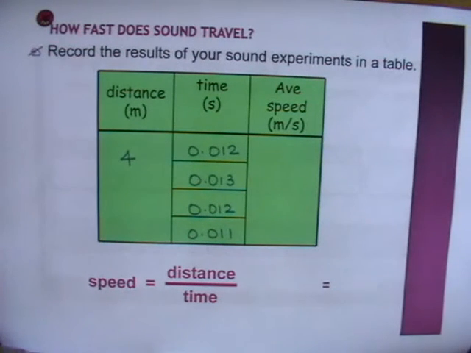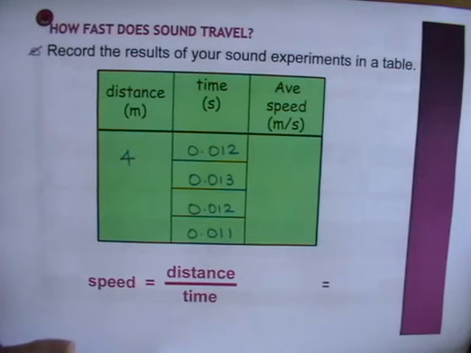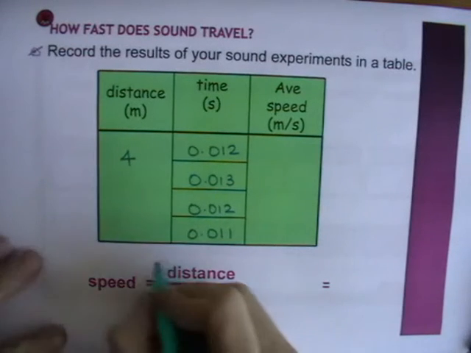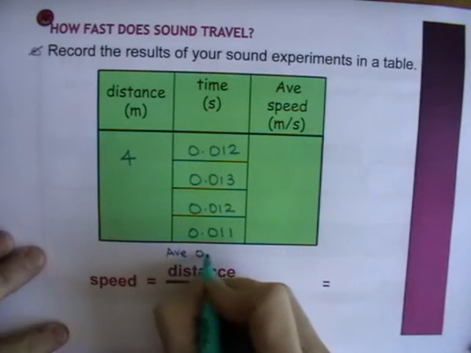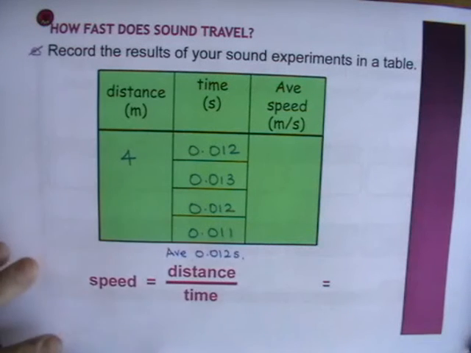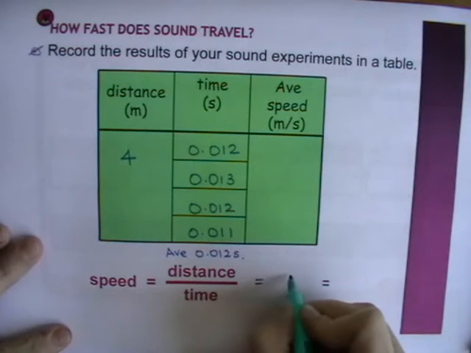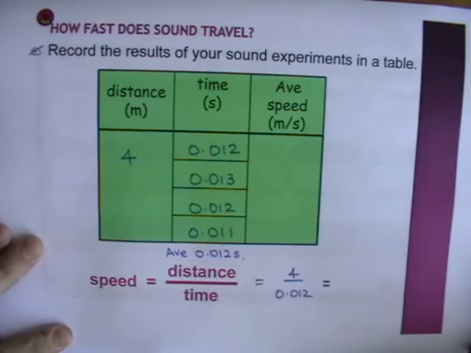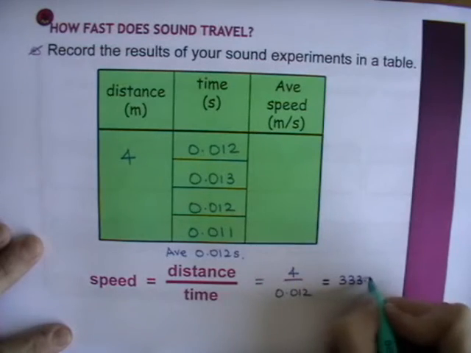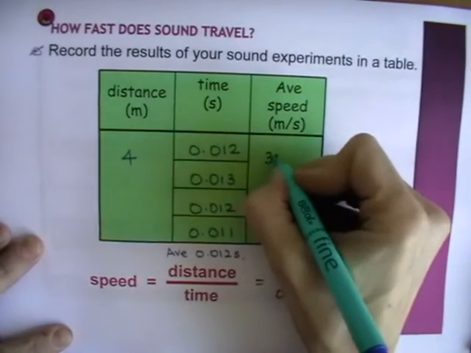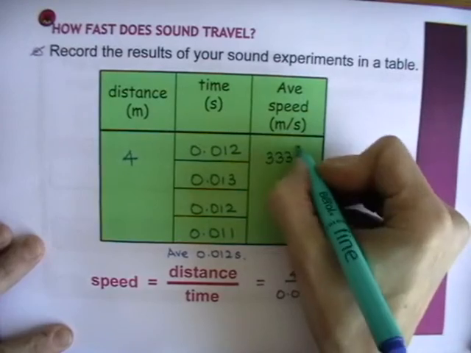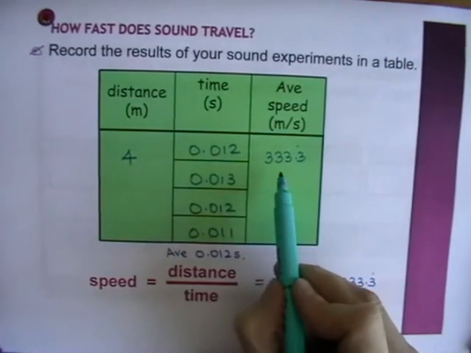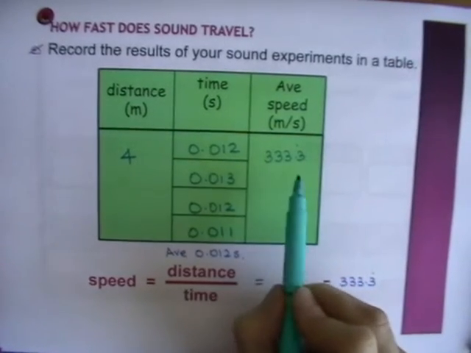So the average time there, if I just do a wee calculation, divided by 4, is 0.012. So the average is 0.012 seconds. And then the speed is equal to distance over time, which is 4 over 0.012. And that gives you 333.3, or repeated, 333.3 meters per second. And this is a very common value for the speed of sound at room temperature.